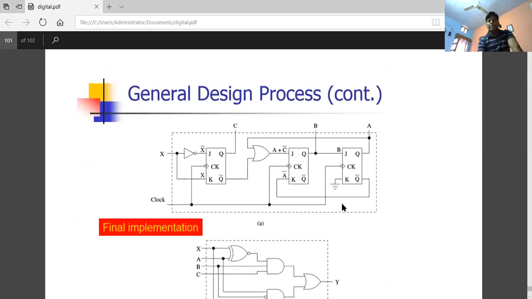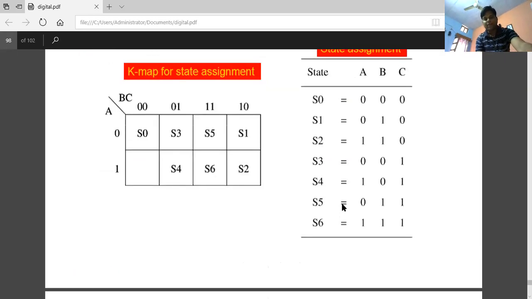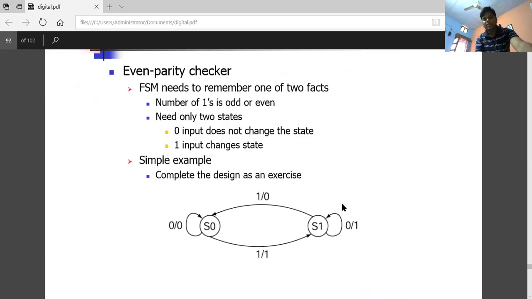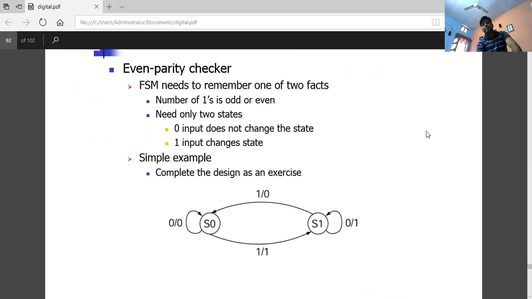Earlier we also did the even parity bit. We can draw the present state, next state and corresponding output sections, and again we have to solve the K-map. After the K-map solution, we have to draw the flip-flops, two flip-flops here, because two flip-flops are mentioned. We get the corresponding equations, and according to the equations we draw the circuit diagram.